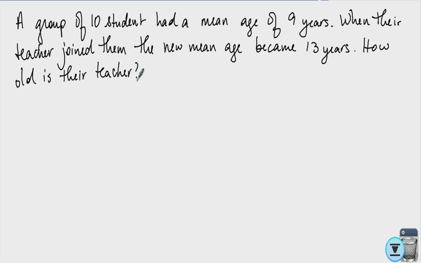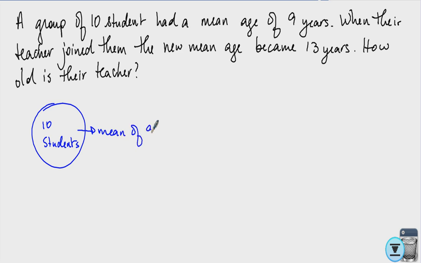So now, what do we have? Now we have a whole story. There's a group of 10 students, and this group of 10 students have a mean age of 9. What does this mean? This means that when I add all their ages, I find the sum of their ages and I divide by 10, my result is 9.